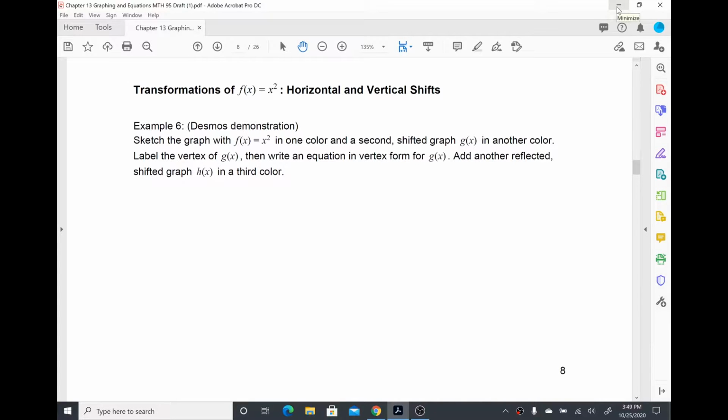We're now going to talk about transformations of f of x equals x squared. And we're going to look at horizontal and vertical shifts using a Desmos demonstration. We're going to sketch the graph of x squared in one color. We're going to make a second graph in which the graph g of x is in another color, and we're going to write the equation of g of x. And then we're going to add another reflected and shifted graph in a third color.